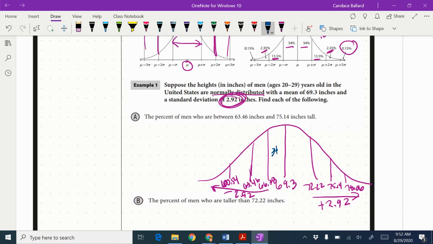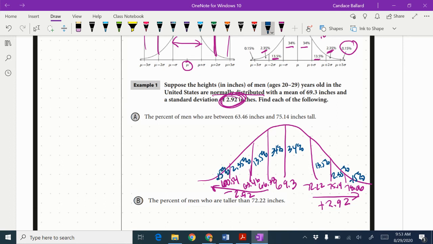And then I layer in these percentages that are the same every single time. So I know within 1 standard deviation each direction, I'm 34%. Within 2, I'm now putting a 13.5% in here. This is going to help us answer the questions. 2.35, and then 0.15%.